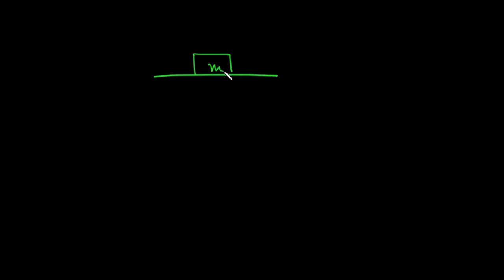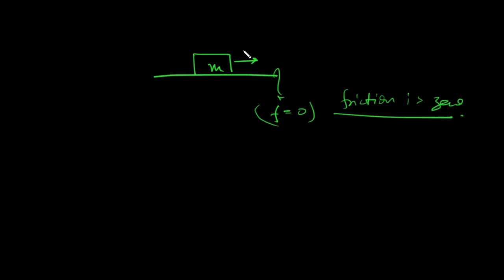This is a block of mass m and it is moving. The surface has no friction force. Friction is zero. So to stop this body, I need a decelerating force, otherwise this body will not stop. It will continue in the same trajectory it was following before.